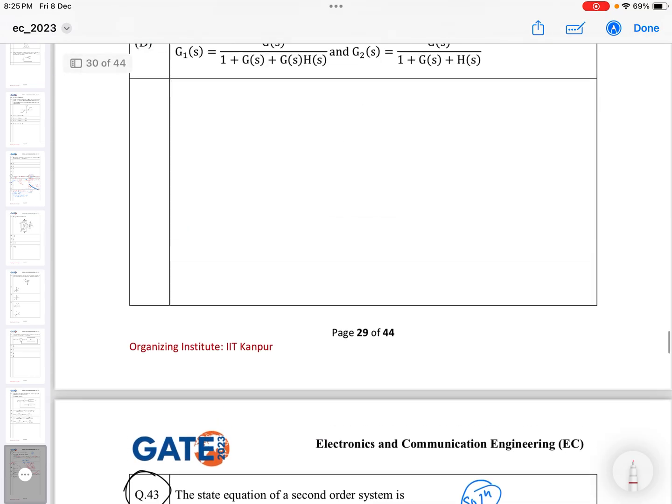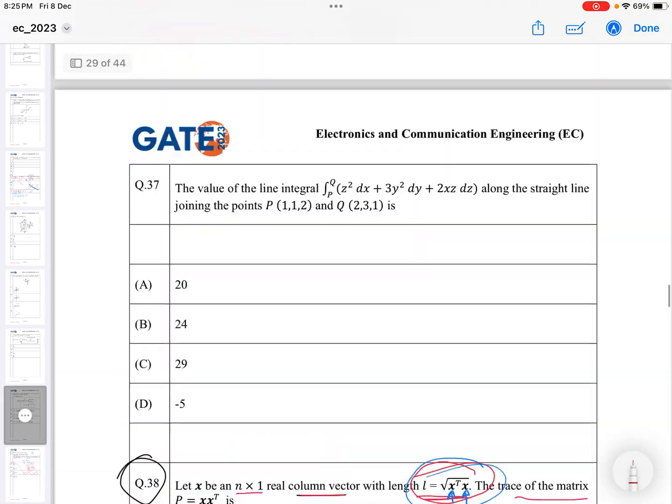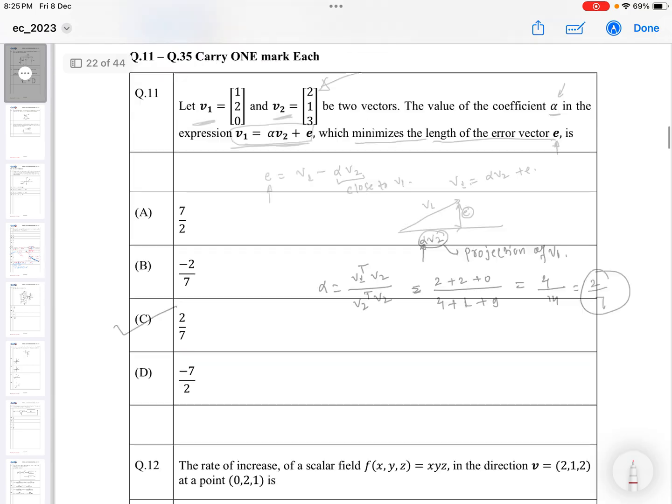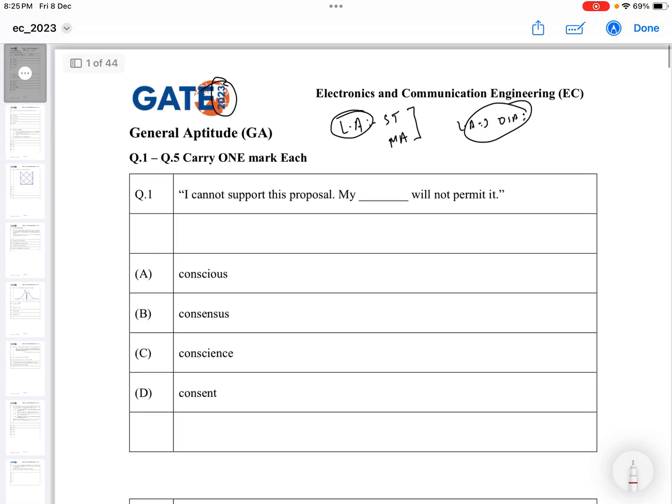Okay, that was all the questions from the 2023 ECE, Electronics and Communication paper. Next we will be solving the 2022 paper from this branch only.